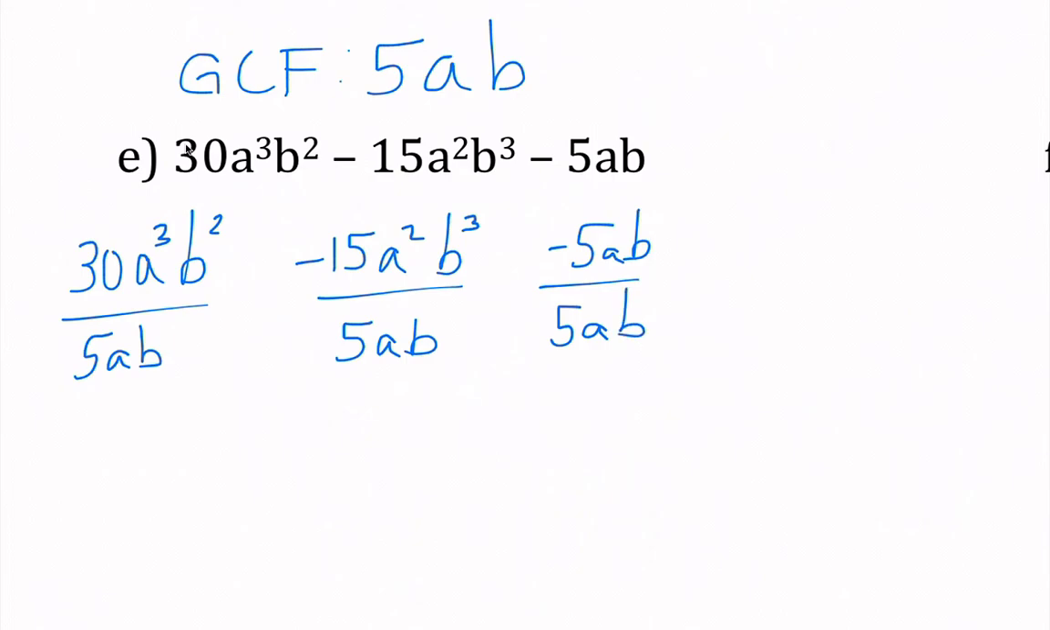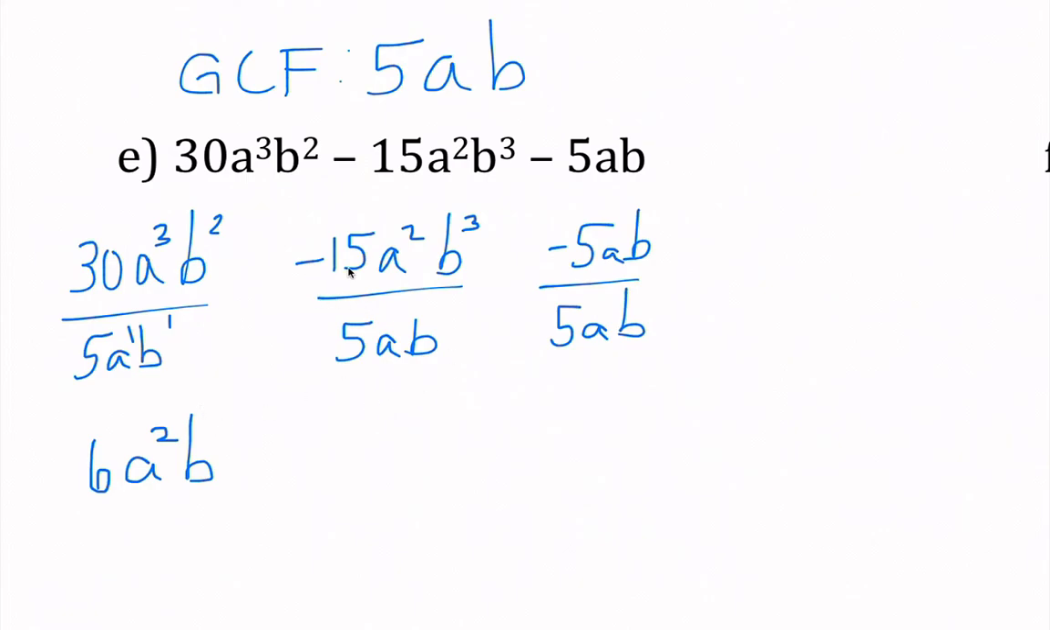All right, let's simplify. 30 divided by 5 is a 6. I have a to the third divided by a to the first, so I know I subtract. That's going to give me a to the 3 minus 1 is 2. I have b to the second divided by b to the first, so I subtract. 2 minus 1 is 1, and we don't have to put the 1.